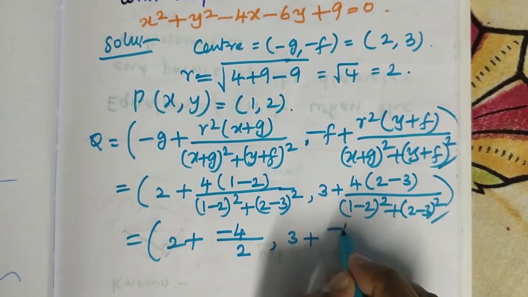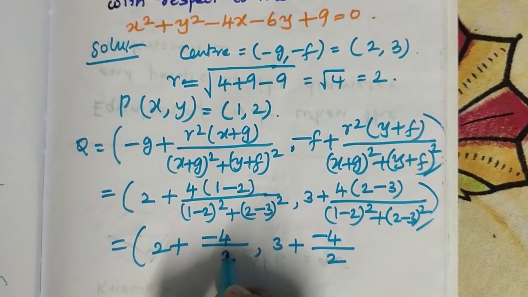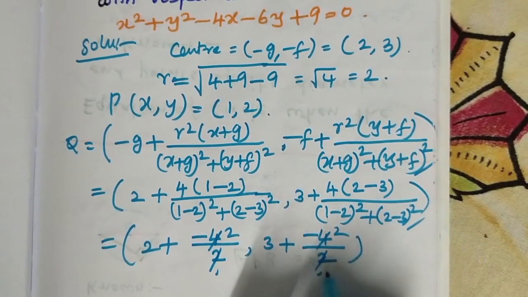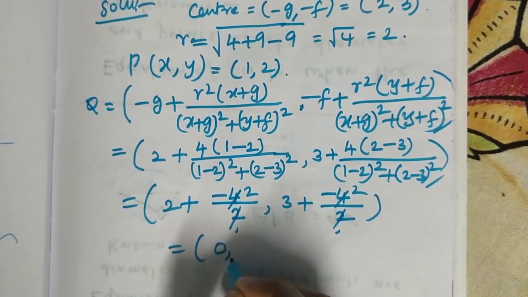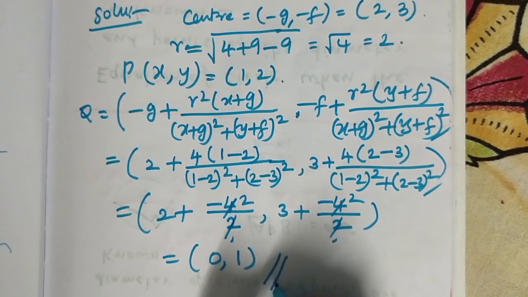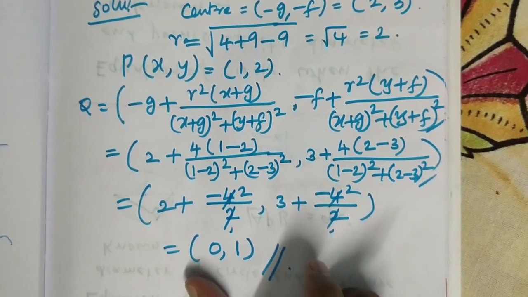2 1 ja, 2 2 ja. So this is 2 minus 2 is 0, 3 minus 2 is 1. So 0 comma 1 is the inverse point of 1 comma 2 with respect to the given circle.